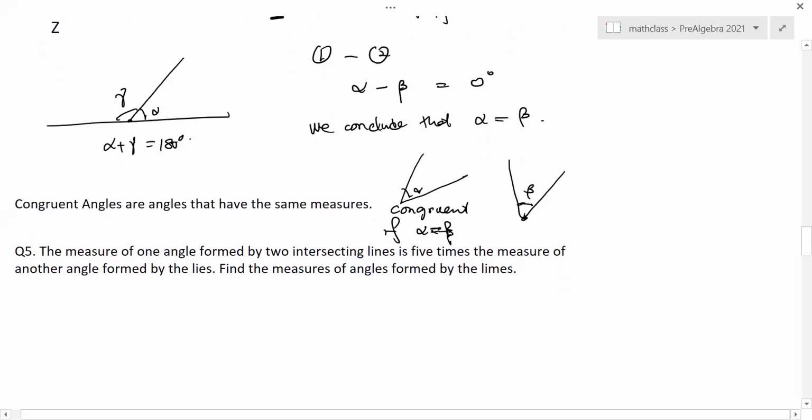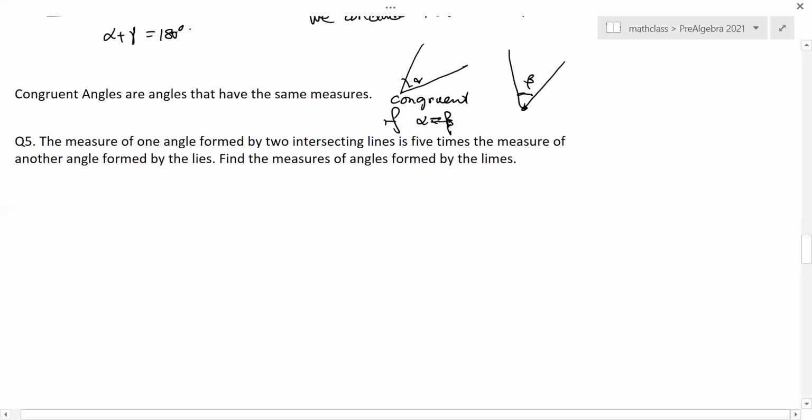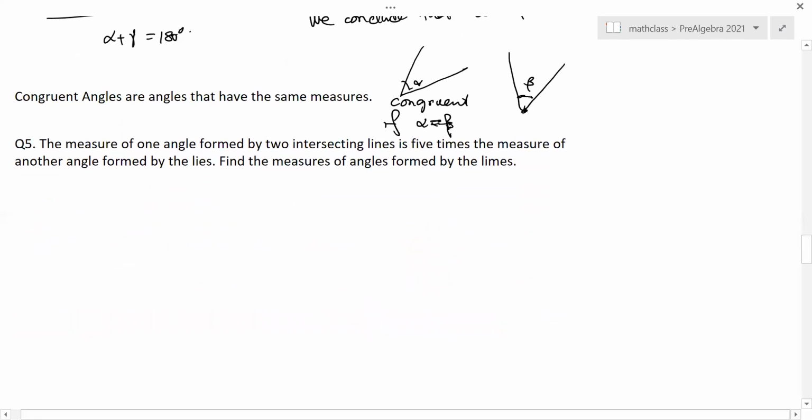All right, so now let's take a look at this story problem, a word problem. The measure of one angle formed by two intersecting lines is 5 times the measure of another angle formed by the lines.